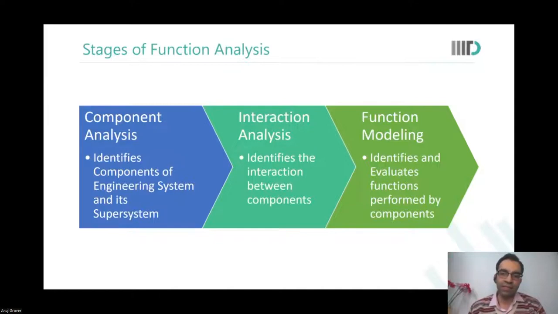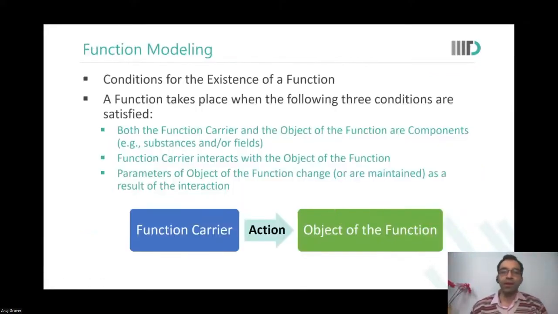In function modeling, we said that it identifies and evaluates functions performed by the components. So functions performed by components, we looked at some aspects of it. We said that there are a few mandatory conditions for function to exist. The first condition is that both the function carrier and the object of the function are components of the system. Now, these components could be either substances or fields.